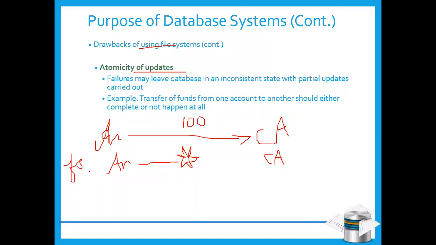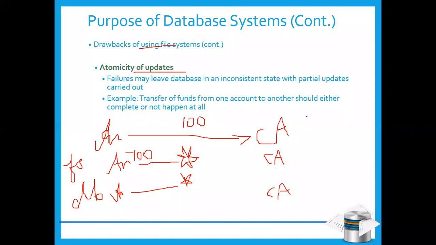Imagine if it was a file system, what would happen is, from Anthony's account, 100 rupees would have gone away, but it would not have reached the college account. If it was a database system, even though Anthony started off his transaction and the power goes away, this transaction will not stay debited from here and not credited. It would either be not at all debited from Anthony's account, or it would have surely reached the college account.